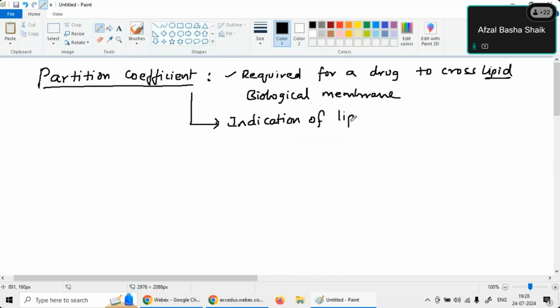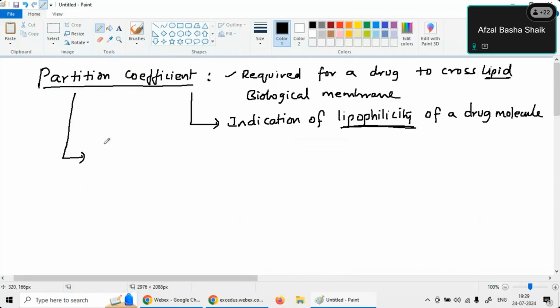It is an indication of lipophilicity of a drug molecule. Do you agree? Yes, sir. It is an indication of what? Lipophilicity of a drug molecule. Right? So what is the general definition of partition coefficient?